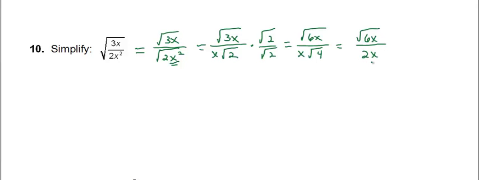You can either reduce factors that are both underneath the radical sign, or if the factors are outside or not under the radical sign. But in this case, the 6x is under the radical sign and the 2x is not. Therefore, our final answer is the square root of 6x over 2x.